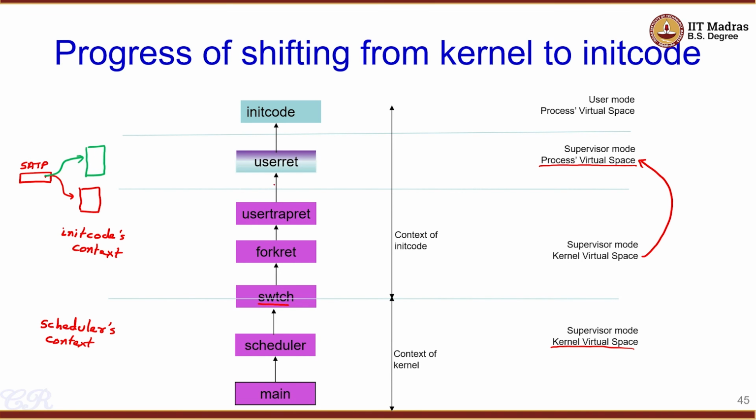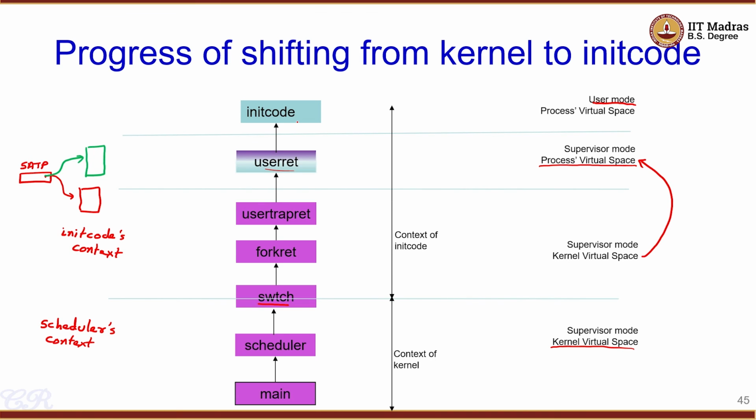So in userret, you are now slowly moving from the supervisor mode to the user mode. Userret would create the environment such that the program counter points to the virtual address 0 and the stack pointer points to 4096, and then sets the CPU in a way such that there is a transition to the user mode, and then init code executes, right.